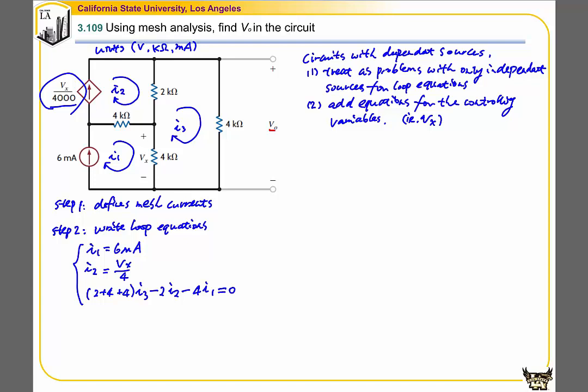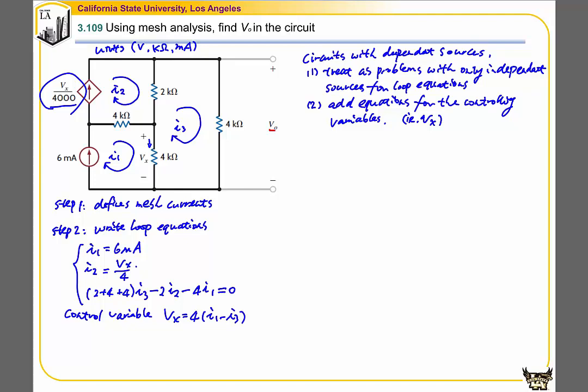Since we have 4 unknowns because of this control variable Vx, we need to write the control variable equation. We can get Vx from Ohm's law. Vx is 4 kilo ohm times the current going through it, using passive sign convention, so that is I1 minus I3. Now we have 4 equations with 4 unknowns.